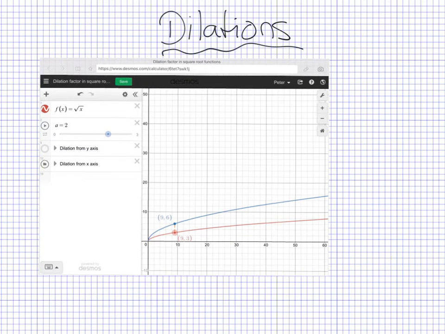So the first one is that you need to think about dilations being a stretch, as opposed to translations, which were a move. So dilations are a stretch.